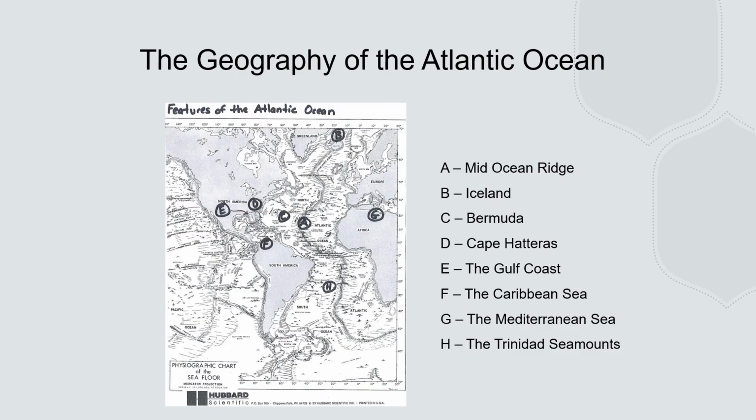So here we have the physiographic chart of the ocean floor, Atlantic. A is the mid-Atlantic ridge. That is a divergent plate boundary. Don't worry, we'll learn about plate divergence. It's an underwater mountain range, seafloor spreading, volcanic, and it peaks above the ocean surface at point B, Iceland.